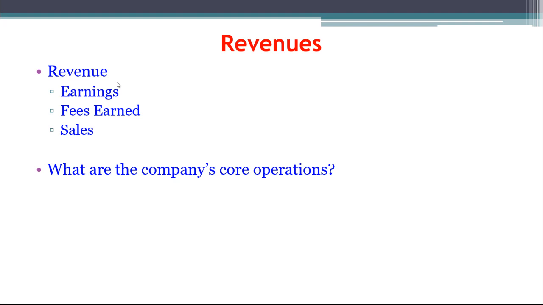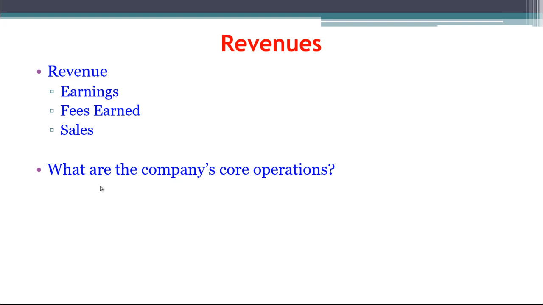So some additional terms that are sometimes used for revenues, we could have earnings, we could have fees earned, sales. It really depends on what type of company we're dealing with. But what I do want to focus on or point out is the fact that revenue is not the same as profit. Revenue is not the same as net income. Revenue is the starting point, but before you can get to net income or profit, you have to subtract out expenses. But the key thing with revenue, regardless of what you call it, is we have to know what the company's core operations are. What are they in the business of doing? When they do that and when they earn the money for it, that's a revenue.